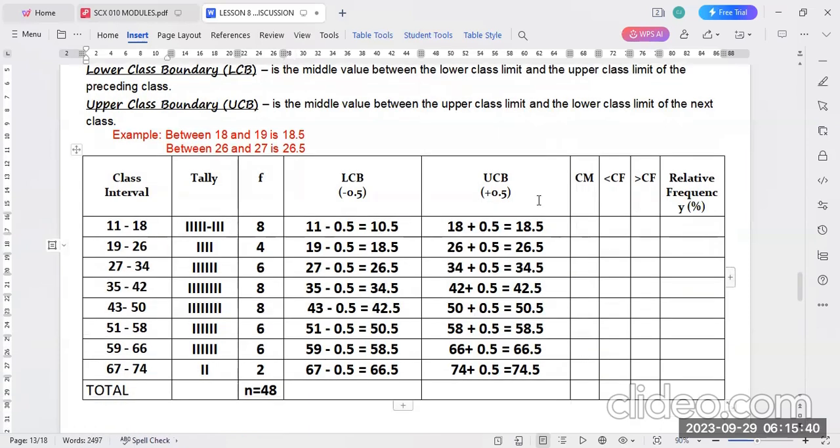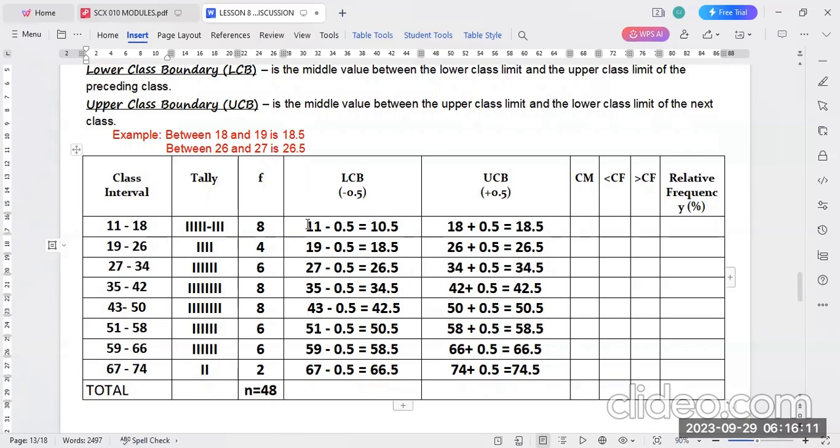Ganon din po kay upper class boundaries. Pero para mas madali, hindi na natin naisipin kung paano nakuha yun. So, pag sa lower class boundary, you observe the table, nag-minus lang siya ng 0.5 doon sa lower class limits. So, here, computation. Okay, so I put it in the table, pero hindi naman po necessary. Ilalagay nyo pa isa-isa yung computation, just the final answer.